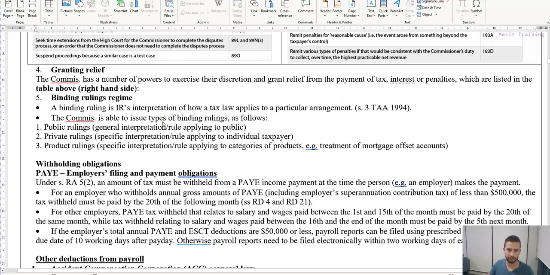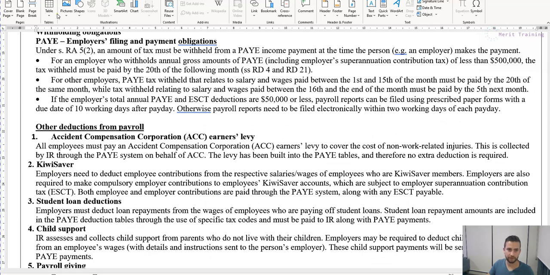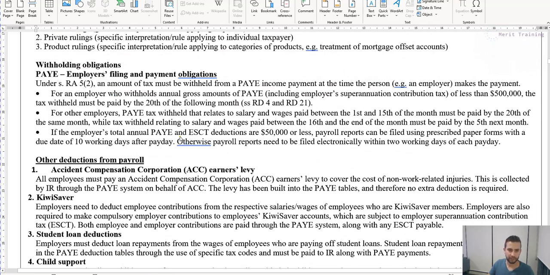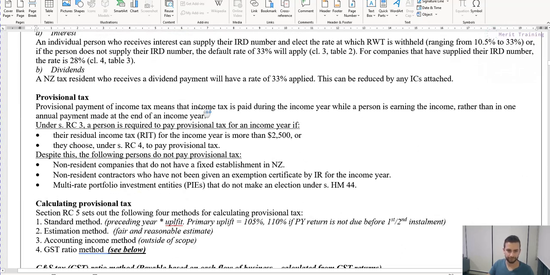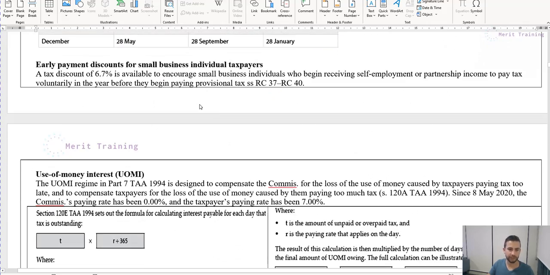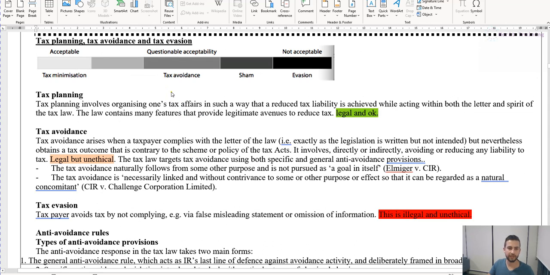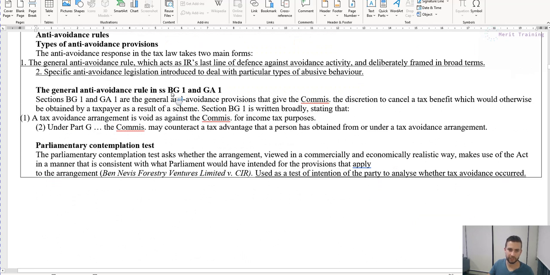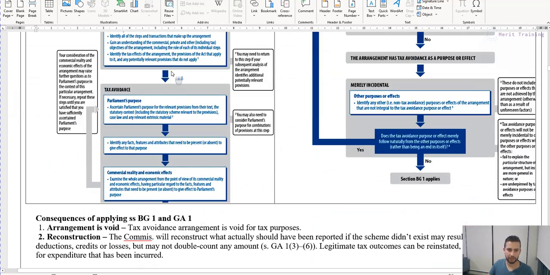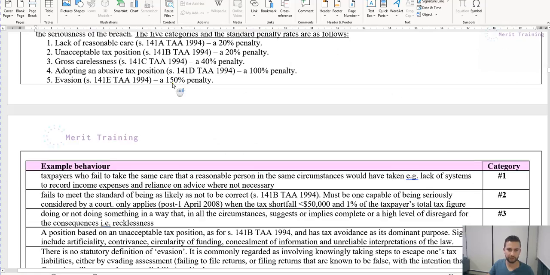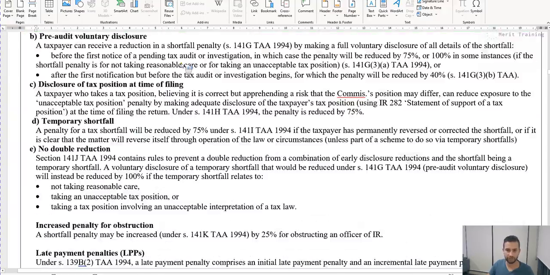We'll also be talking about some of the other obligations in the system, such as withholding obligations, for example PAYE, which is what your employer withholds from your salary, some of the deductions from payroll, and provisional tax, which is basically making instalments on your tax before it's paid. And then we're going to be talking about the ethics of tax. So, what is the difference between tax planning, tax avoidance, and tax evasion? And we'll talk about ethics and the penalties that the commissioner can issue. What are some examples of that?